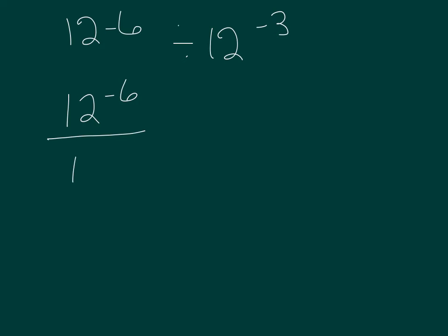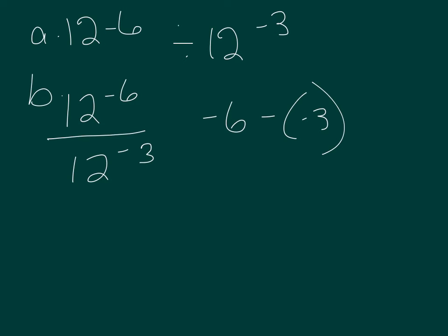Let's keep going. One last example on the quotient rule. 12 to the negative 6th divided by 12 to the negative third. Well, let's set it up this way. 12 to the negative 6 divided by 12 to the negative 3. We're going to have negative 6 minus a negative 3. And this will apply to whether we're talking about A or B. We could set it up either way.